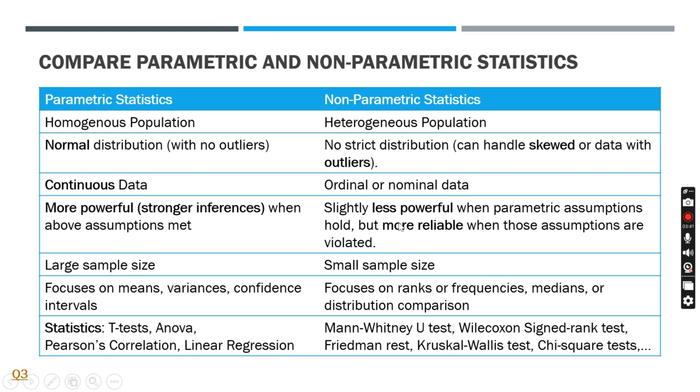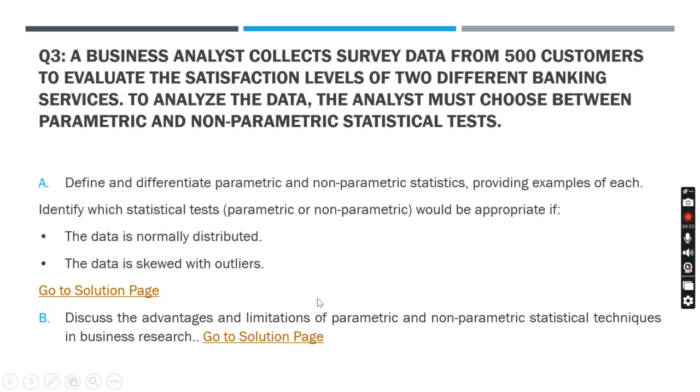But for non-parametric statistics, when the assumptions for parametric statistics are true, it is going to be less powerful, okay? This is one of the things. And we use it normally for ordinal or nominal data, okay? And for parametric, we use it for continuous data. But the good thing about non-parametric is that it is more reliable when the assumptions for parametric statistics do not hold true. And here we use it with a small sample size, okay? We focus on ranks and frequencies, okay? And these are the different benefits, okay?